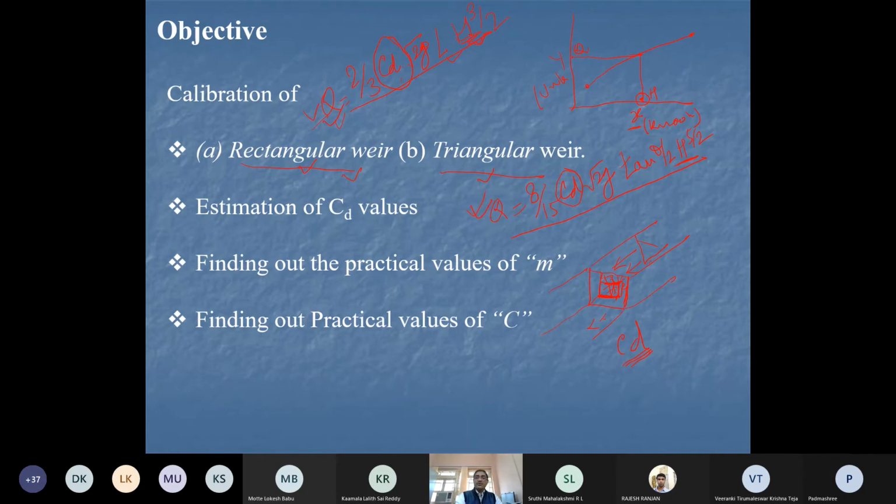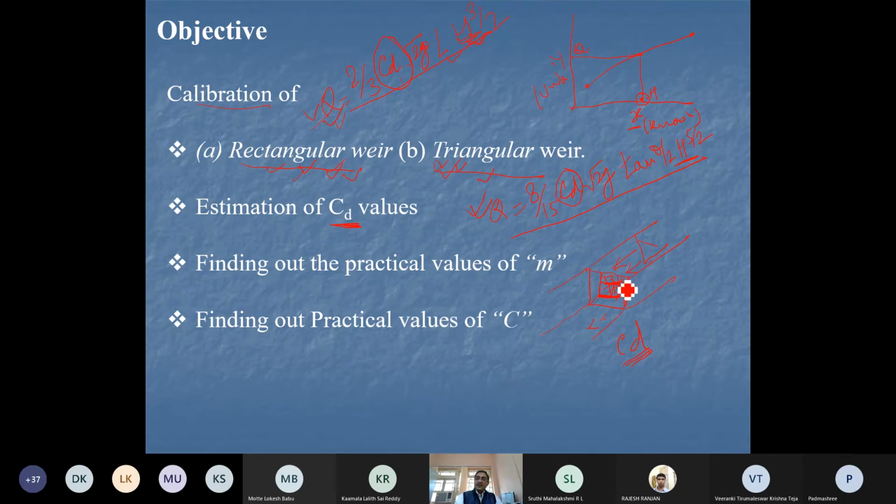So it's important to estimate the value of CD of any of the weir, whether it's a triangular weir or a rectangular weir. So we can say the objectives of learning today are to calibrate rectangular and triangular weir, means to make a relationship between head and discharge from the observations. Simple, two observations, head versus discharge, we need to observe. So make the relationship, that could be a kind of calibration.